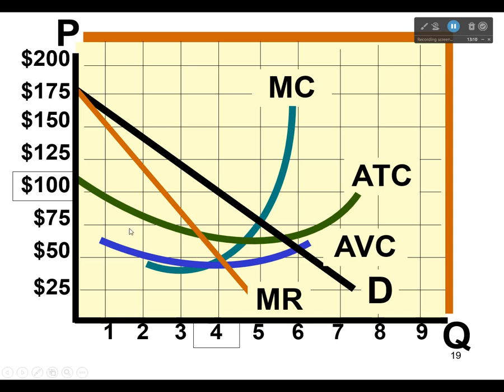Now, average total cost, we can figure out how much this firm is going to pay in total cost by taking this output of 4 units, tracing it up to the green average total cost curve, and going straight across, and we'll call that $60. So this firm produces 4 units of output, we'll call it 65, pays $65 on average for each unit of output. 4 times 65 is $270.